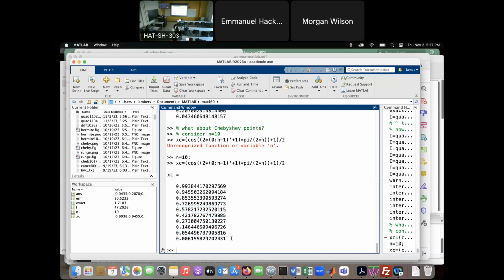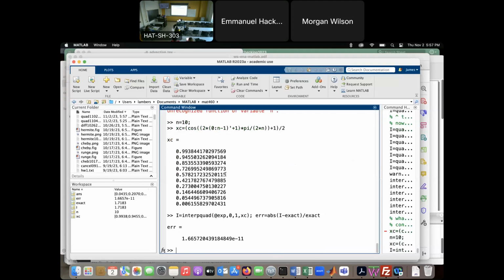Okay. So now I'll call this function that's assigned for homework, as I mentioned earlier, interpquad, on the exponential from 0 to 1, and I'll specify these Chebyshev points as the nodes. Now compute the relative error like before. Okay, and let's see how this does. Okay, pretty good. It's as good as my previous result, so that's kind of strange. Okay, but now I'll ratchet it up to 20.